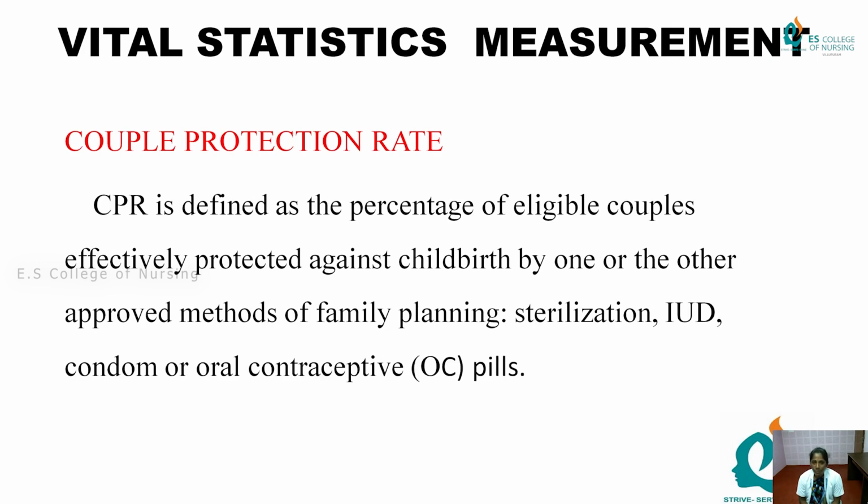And coming to the couple protection rate, it is one of the important rates that can be used for family planning services. By seeing this we can promote family planning methods. The CPR is defined as the percentage of eligible couples effectively protected against childbirth by one or the other approved method of family planning, like sterilization, which comes under the permanent methods, either female or male sterilization, and intrauterine devices, condoms or oral contraceptive pills, if they use them to protect themselves. I mean, to prevent pregnancy. So that is called the couple protection rate.